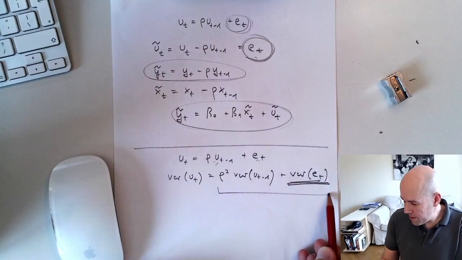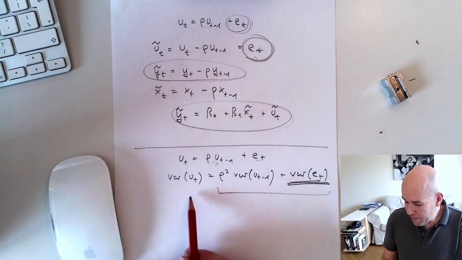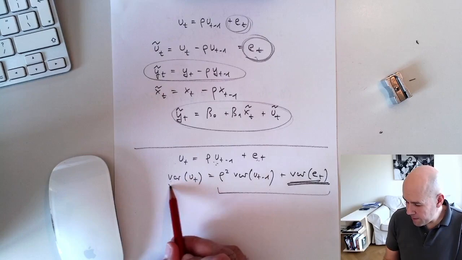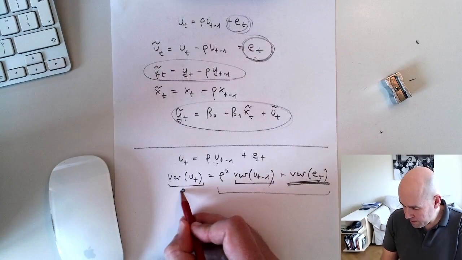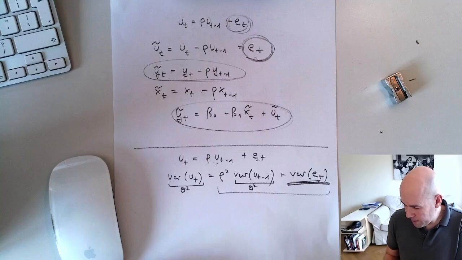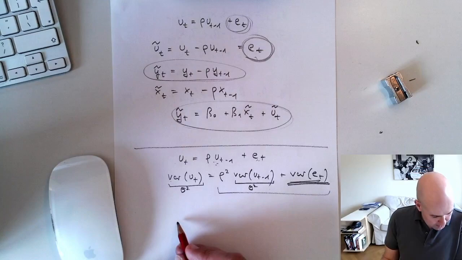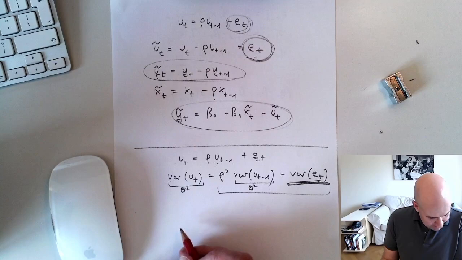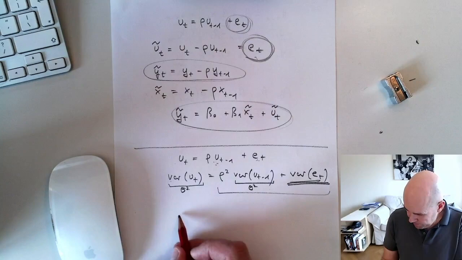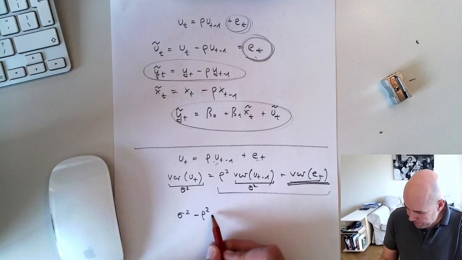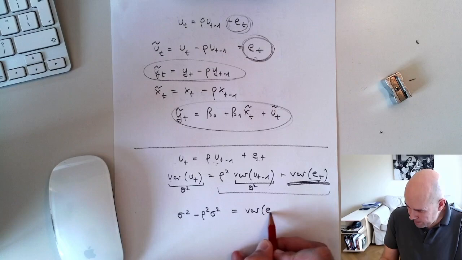So therefore, I'm looking at this. Now, we have assumed homoscedasticity. Homoscedasticity means that this variance here is equal to that variance here, and that was sigma squared. So what I can do is bring all this to the left-hand side. So I have that sigma squared minus rho squared sigma squared is equal to the variance of e_t. So we're already basically there.